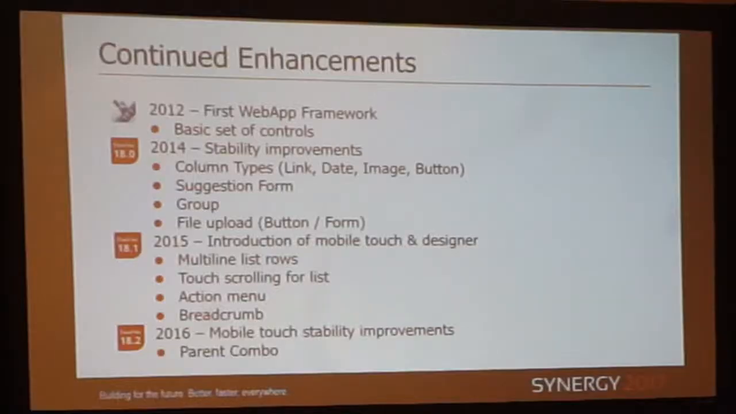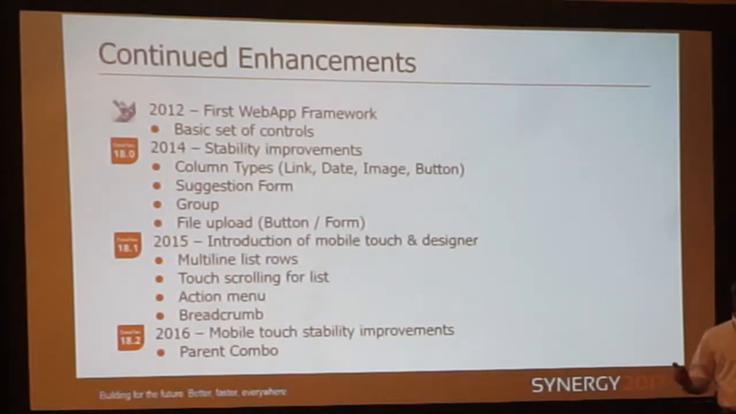And the next version, 18.0, came out in 2014. It had a lot of stability improvements, but we also added new controls like new column types for links, dates, images, buttons, so column types for the list and grids. We added the new suggestion form, which was later also added to the Windows environment. We started supporting file uploads with the file upload button and file upload form, and we added the group control.